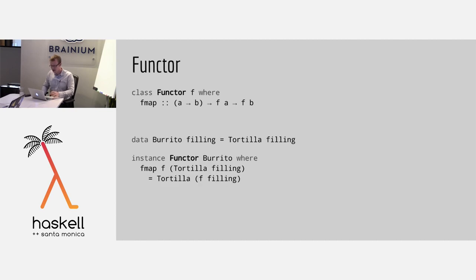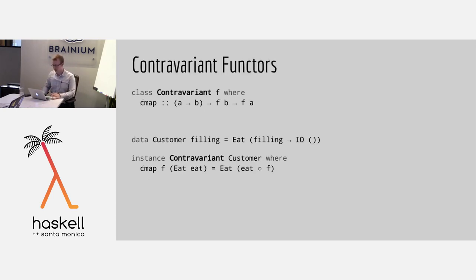Covariant just means, the co meaning together, right? The arrows go together in the same direction. It's a to b and f of a to f of b. But in the contravariant case, they go the other way around. We flip the arrows on one side, right? So we have an a to b, but now I have an f b, and I give you back an f a, okay? A simple example of that might be a customer functor.